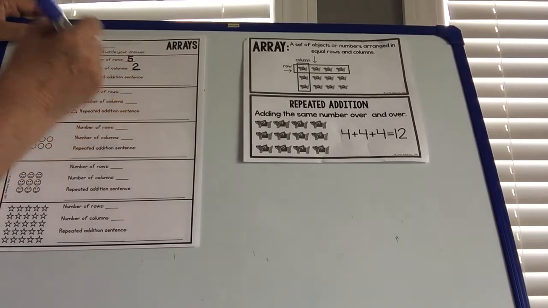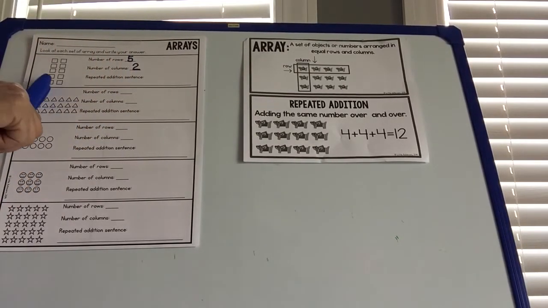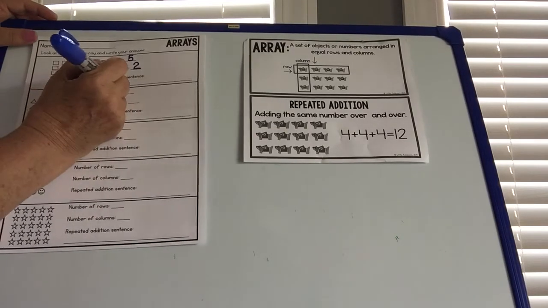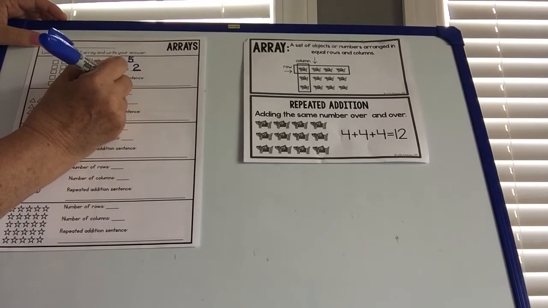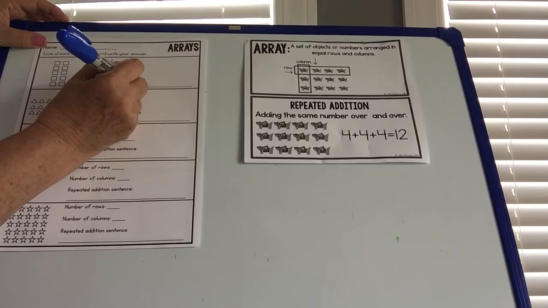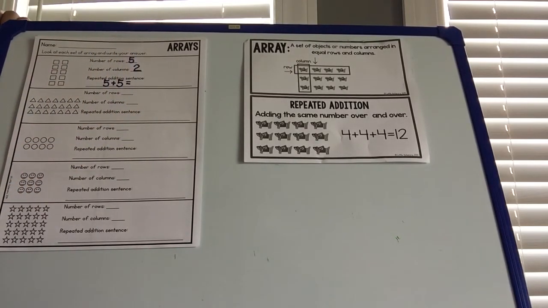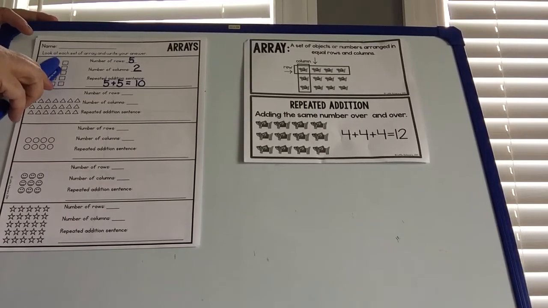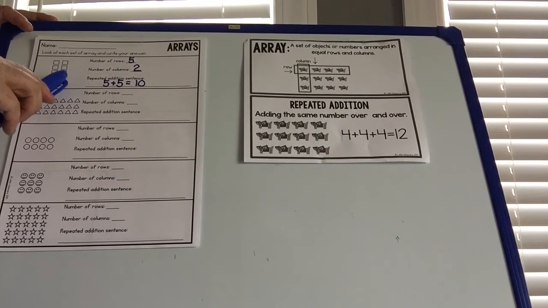That's right. Now, what could our repeated addition look like? We could say 5 plus 5, or we could say 2 plus 2 plus 2 plus 2 plus 2. Either way, same answer. Well, 5 plus 5, ding, ding, ding, ding. That's a double. Our daily double. 5 plus 5 equals what? You're right. 5 plus 5 equals 10. And if you were to count all these, 1, 2, 3, 4, 5, 6, 7, 8, 9, 10. Easy peasy. 5 plus 5 equals 10.